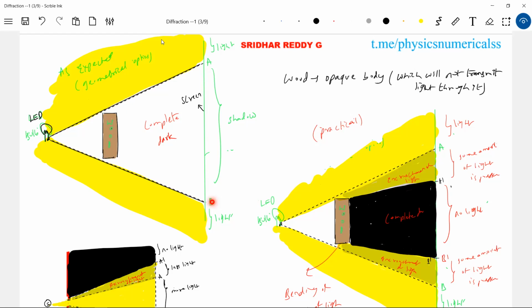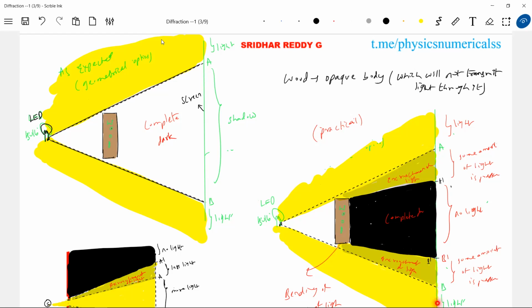Okay, let's do one thing. Practically, when you go and check it, the ray of light incident in this region is blocked by the wood, and the ray of light present in this region goes and illuminates this part of the screen. I see this screen got illuminated.